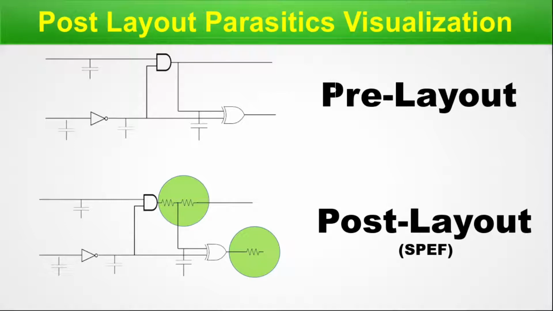Now, one thing I would like to say before concluding, this annotation is done by some of the EDA tools. The SPEF file contains the information of these additional parasitic Rs and Cs. Those are highlighted in this diagram. So we are done with this particular slide. So let's move on.